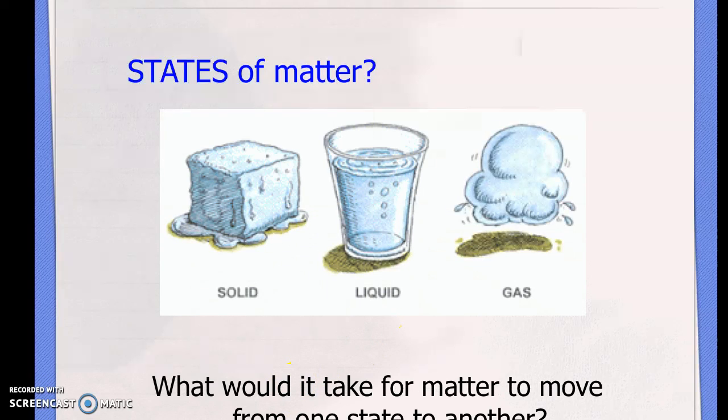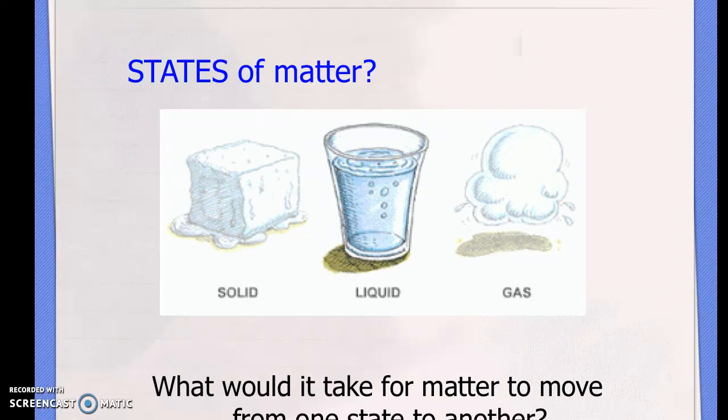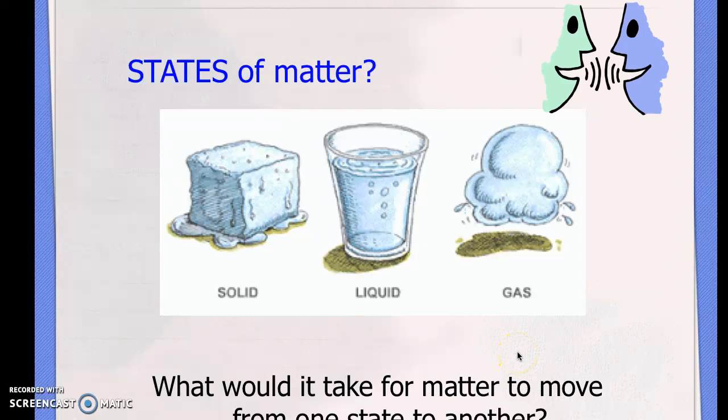Let's think about these states of matter. What would it take for matter to move from one state to the other? This ice cube is a solid. What would it take for it to change from this solid into a liquid? And the water inside this glass is a liquid. What would it take for it to turn into a gas? Turn and tell your partner. What do you think it would take for him to change from one state to another?